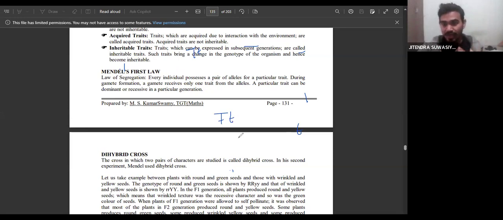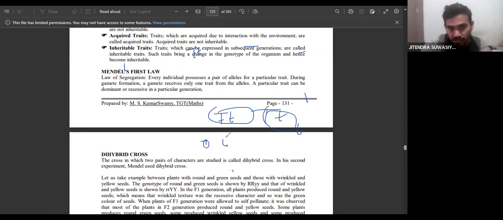Okay. So what will happen? If we are crossing between these two heterozygous, what are we getting? We found four alleles: the capital T, the small t, the capital T, a small t. They separate. We got four alleles. So what happened after the crossing of this? The ratio, the progeny we have found after the segregation.